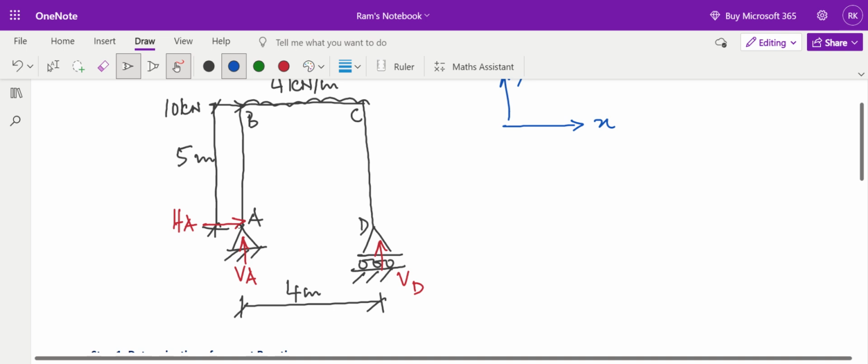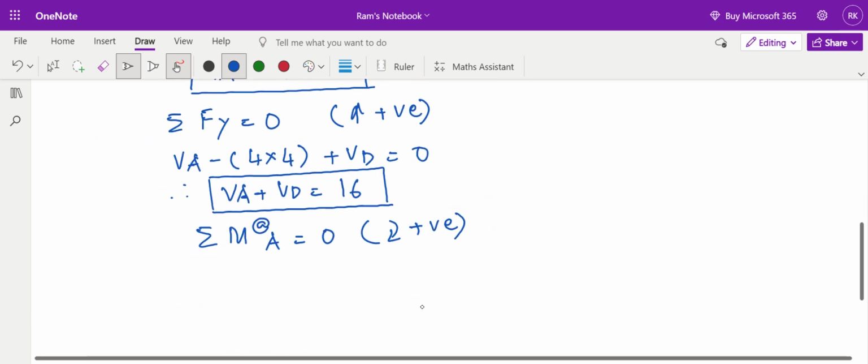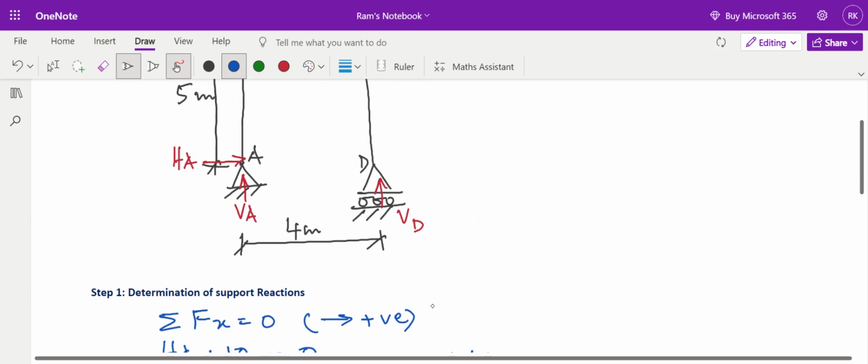If we consider this as hinged, if we suspend some cantilever from here, so this 10 kilonewton force will rotate this cantilever about A in a clockwise direction. So 10 into 5 clockwise. So I am going to write 10 into 5, that is the moment created by 10 kilonewton load. Since it is clockwise, I am writing it positive.